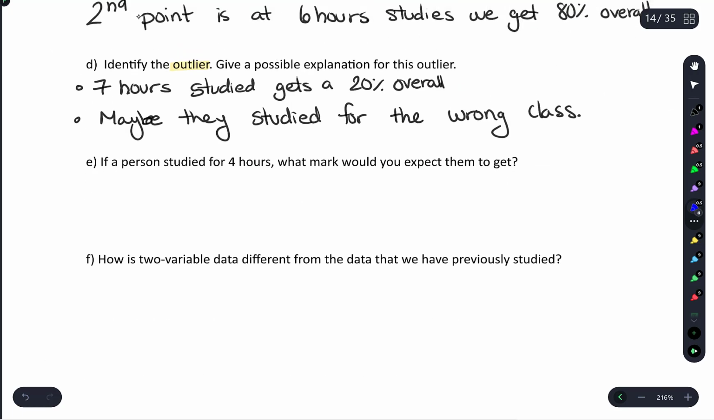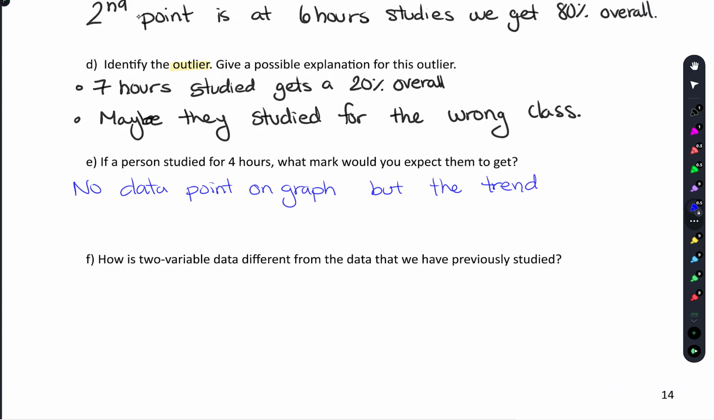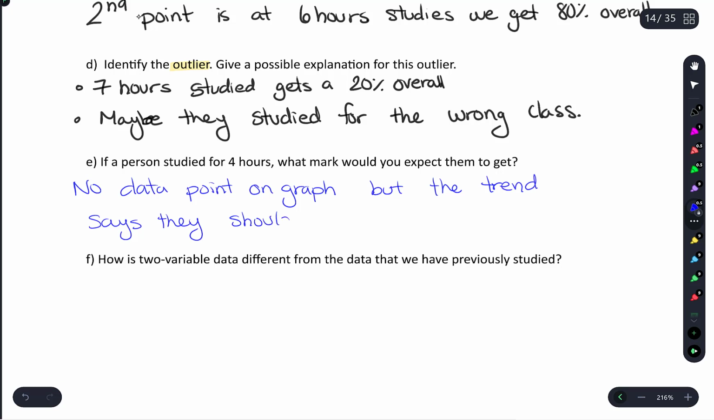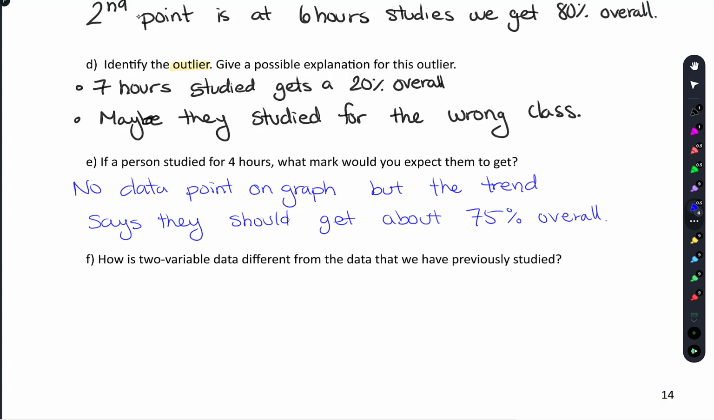So I'm going to put here no data point on graph, but the trend, that's how the line seems to be going through the data, says they should get about 75% overall. Right? And that's us making a prediction. We'll spend more time making predictions in a future lesson here.